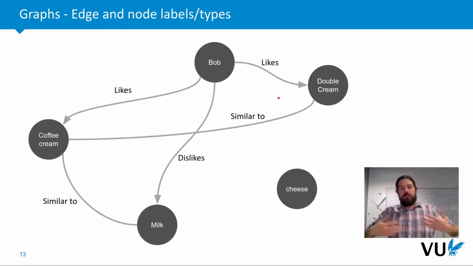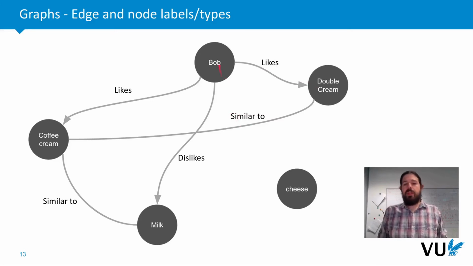Now, the next thing which we can do with graphs is give them labels, right? So labels and types. So what I've now done is on each of these edges and each of these nodes, I've just added a word. So for example, here I've said that this node is called Bob, this node is called double cream, this node is called cheese and so on. So what we can now say is that Bob actually likes cheese. I also added labels on the edges, so they also get different meanings.